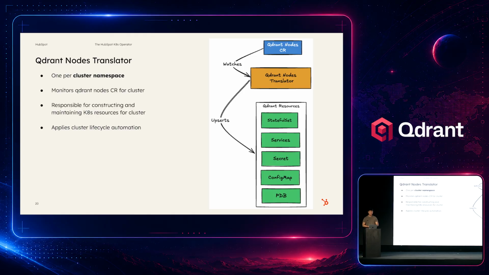And then lastly, we have the quadrant nodes translator. This is also deployed one per cluster namespace. It monitors how many pods we want in the cluster. It also manages all the Kubernetes artifacts needed to run the cluster in Kubernetes. Additionally, this is where we build in our custom logic for any cluster lifecycle automation.